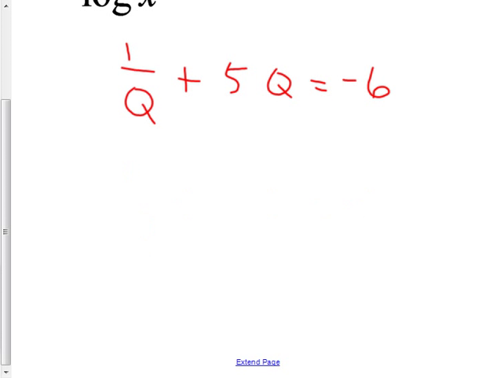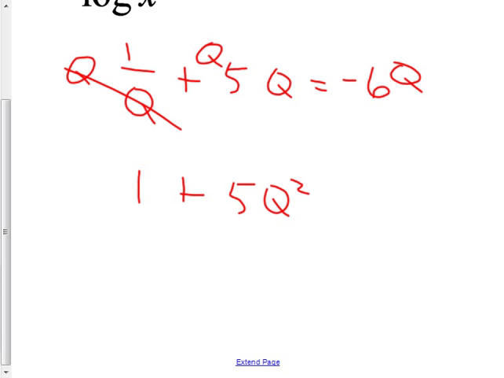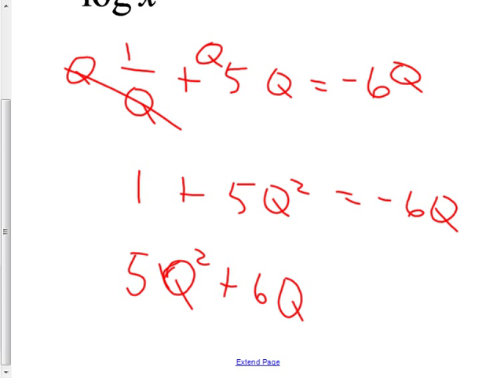Next, you multiply everything through by q. So I times by q here, times by q here, and times by q here. Then this one and this one will cancel, so it's 1 plus 5q times q is 5q squared. Again, if you used x, that's fine. Equals negative 6q. Then you rewrite it to be 5q squared. Bring the negative 6q over to this side and say positive 6q, and then plus 1 equals 0.